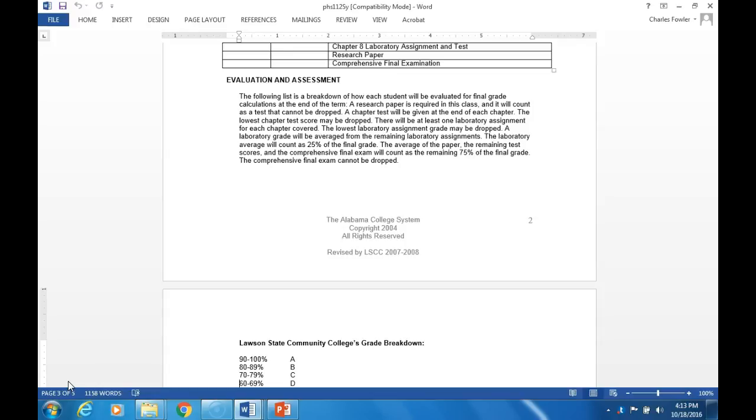And since I grade each lab on the basis of 25 points, whatever your lab average is, that part gets added to the rest of it. And here's what we'll do. The average of your paper, the remaining test scores, and the comprehensive final exam that cannot be dropped, that will count as the remaining 75% of your grade. So average all those things together, the paper, say, 5 tests, and the final exam, and take that average, take 75% of that, add your lab average to it, that gives you your possible 100 points.